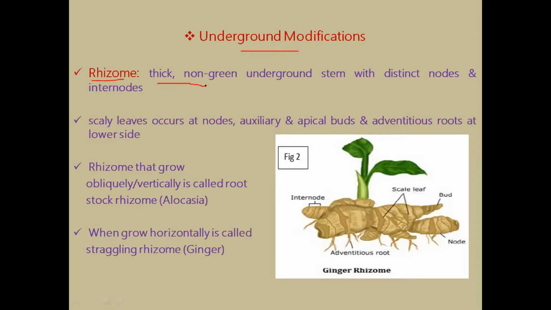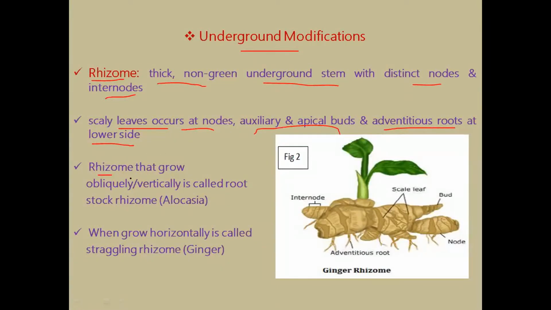Rhizome is a thick, non-green underground stem which has distinct nodes and internodes. Also, scale leaves are present at the nodes found in rhizome. Rhizome also has axillary and apical buds, and it has adventitious roots at the lower side of the rhizome. There are two types of rhizome.